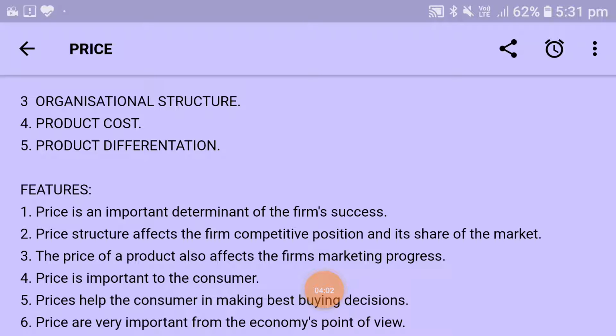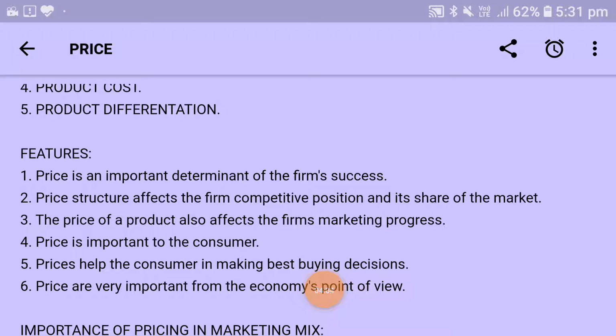Third, the price of a product also affects the firm's marketing programs. In product planning, for example, if management wants to improve the quality of its product or add some differentiating features, this decision can be implemented only if the market will accept a price high enough to cover the cost of these changes.